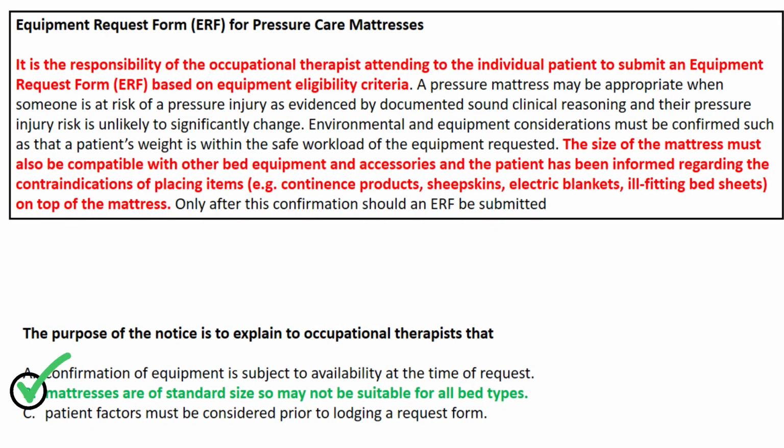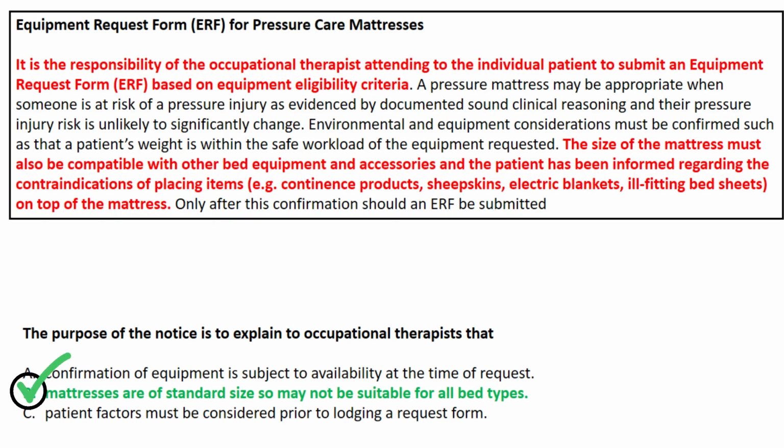The correct option according to the paragraph is option B. Mattresses are of standard size, so may not be suitable for all bed types. The paragraph mentions that the size of the mattress must be compatible with other bed equipment and accessories, and it implies that there may be some situations where the mattress may not be compatible with certain types of beds. Therefore, option B is the correct answer.